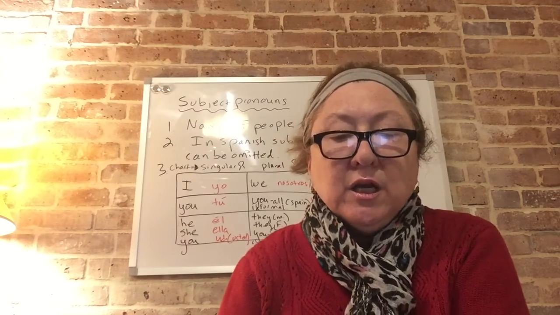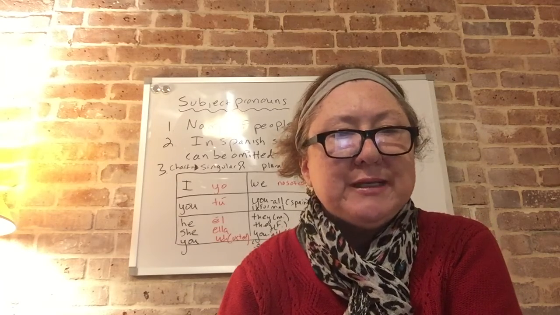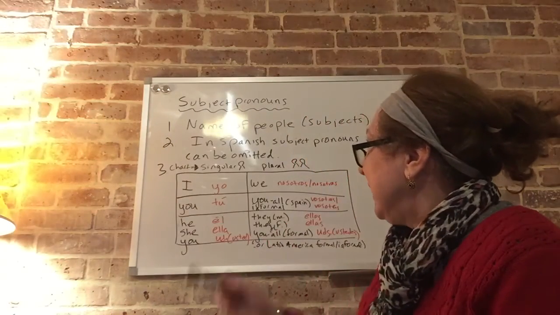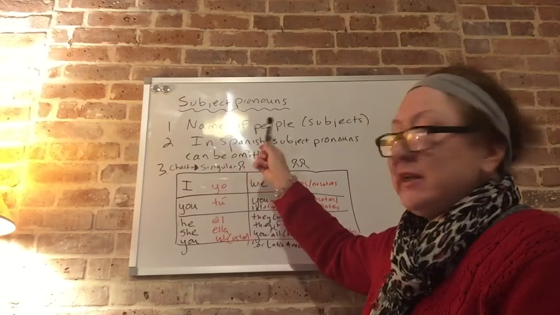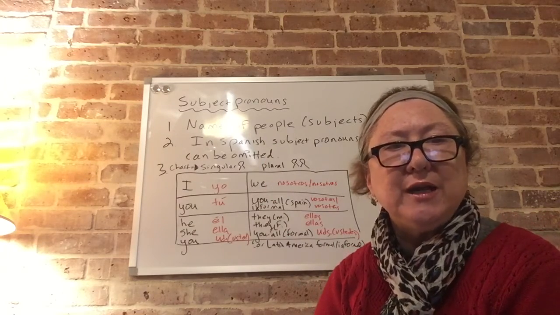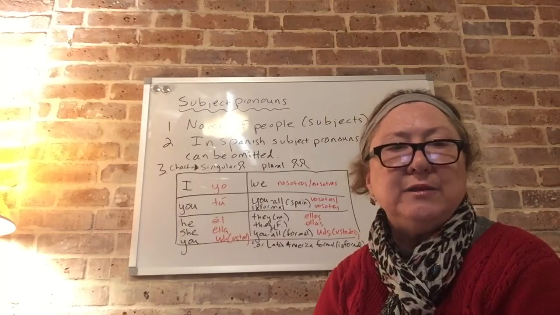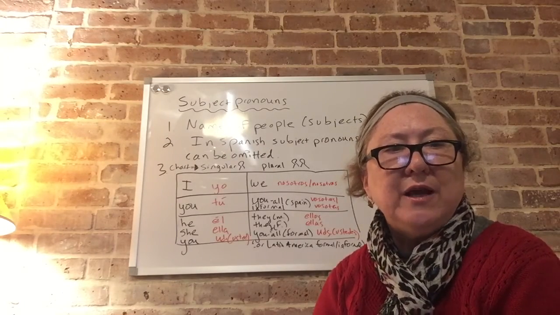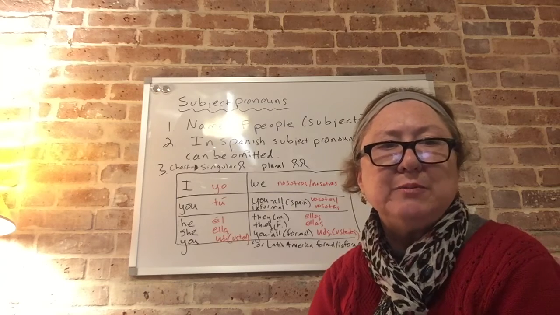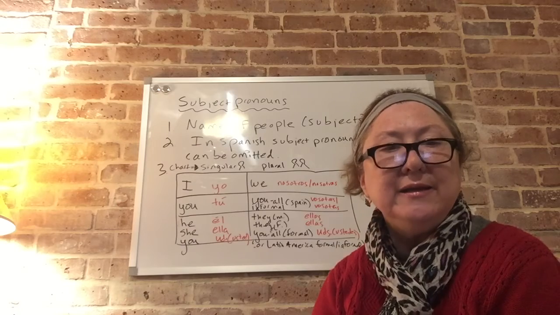Okay, so number one, what does the subject pronoun take the place of? So the subject pronoun takes the place of names of people that are subjects. Like instead of Ellen, you would say ella. Instead of Dylan, you would say él, things like that. We're going to go over all the subject pronouns.